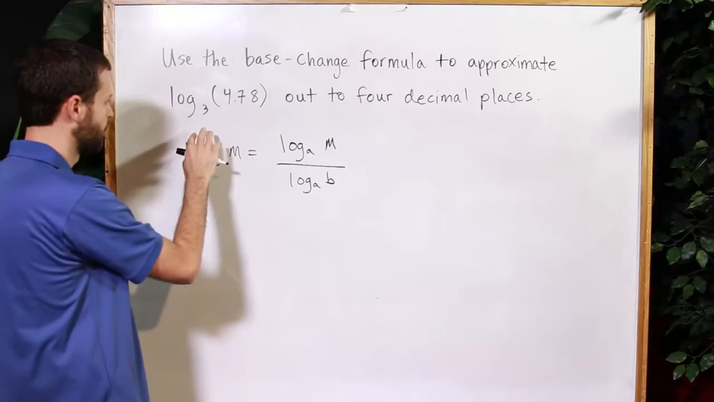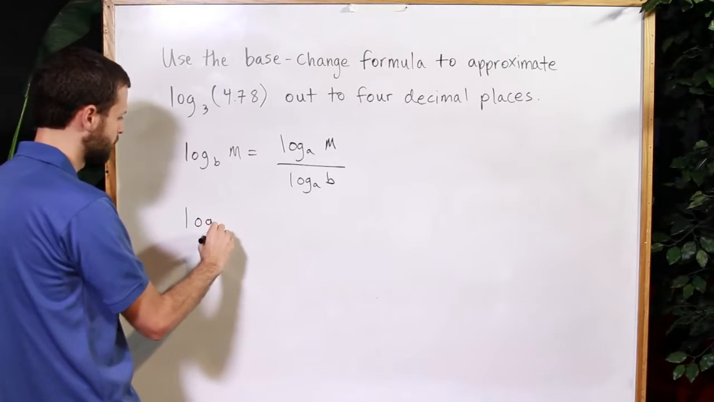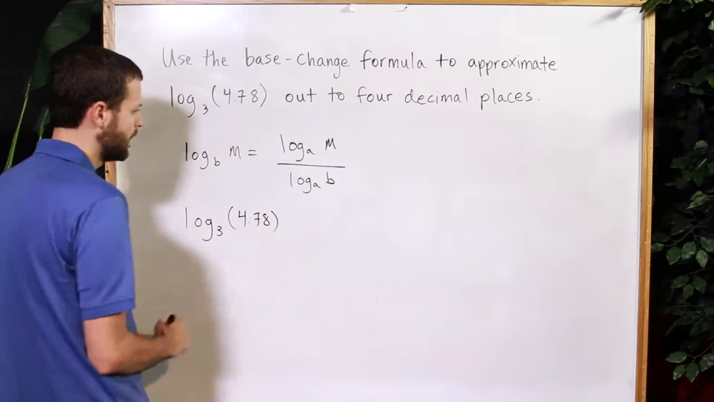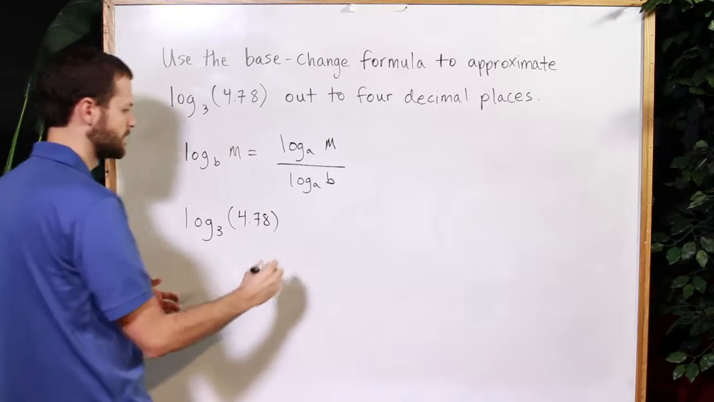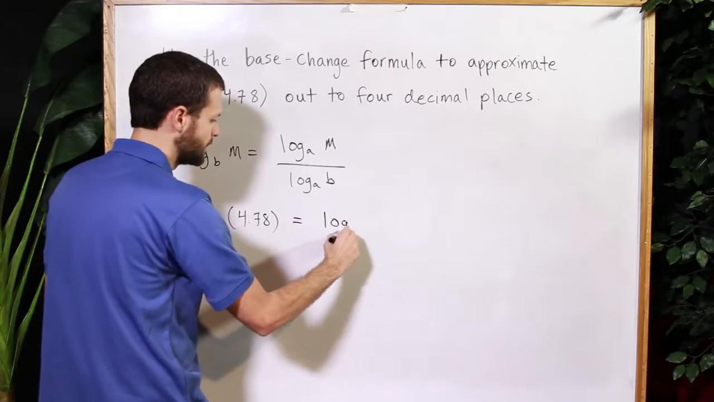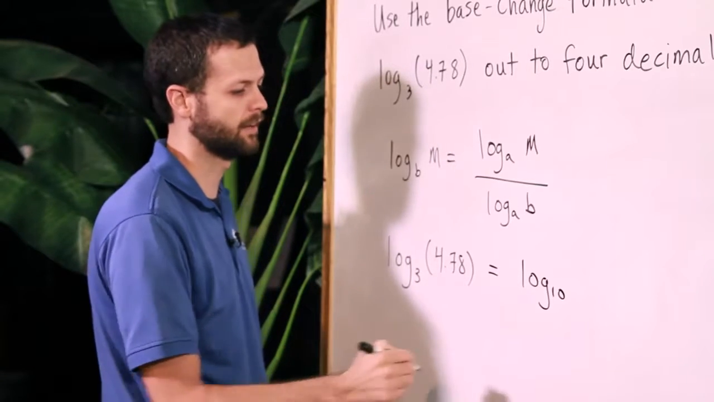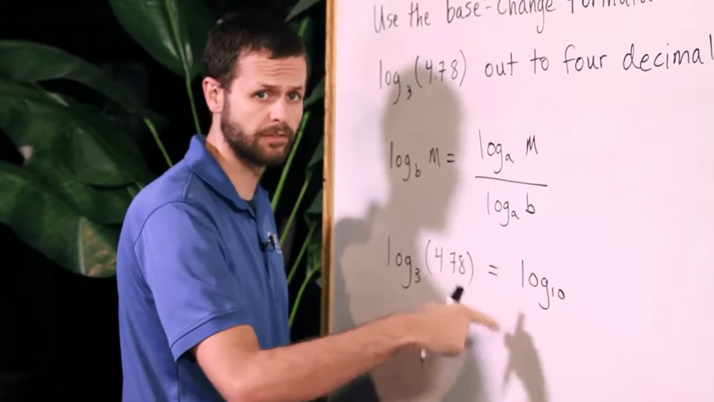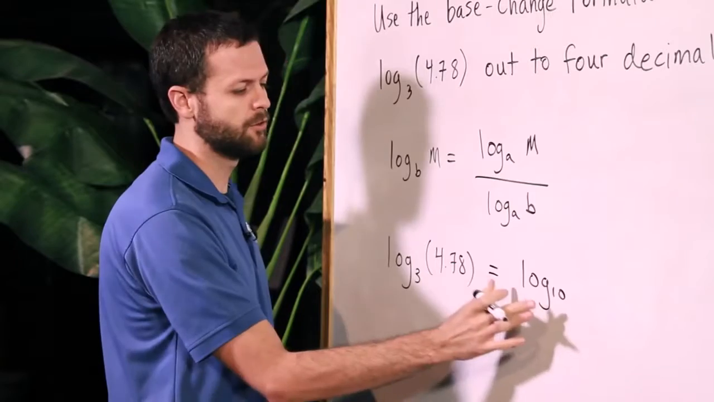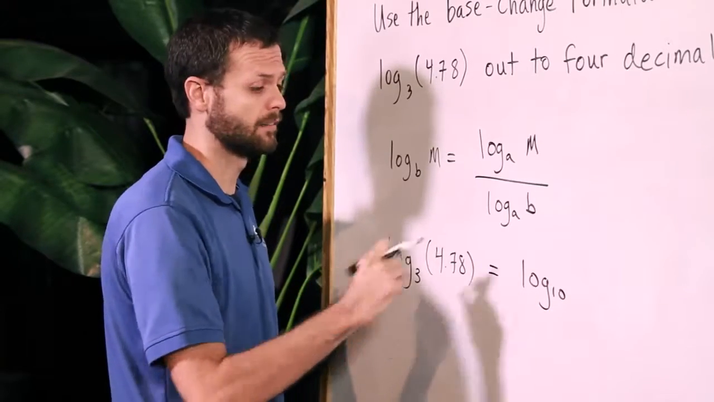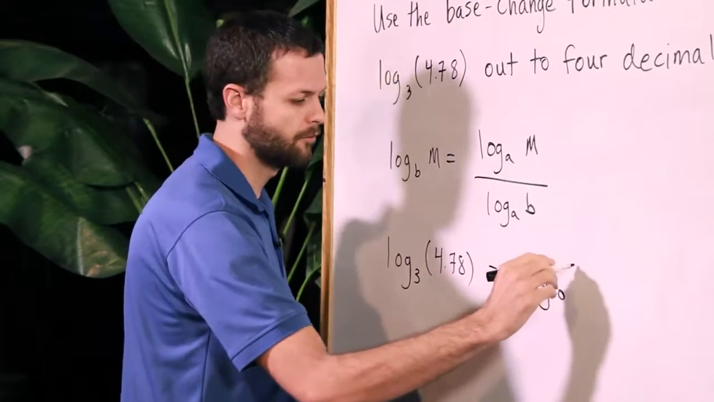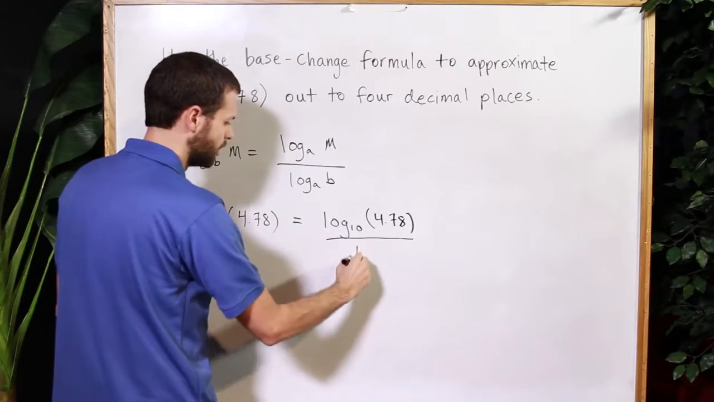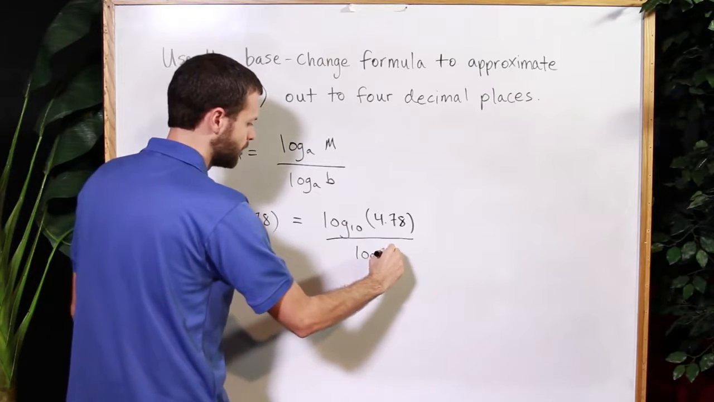So the first one, we want to take log base 3, so 3 is our old base, of 4.78, and we want to convert this to log base 10, because I have log base 10 on my calculator. You can, of course, not write the 10 here. I'm going to write it here just to remind ourselves of what base we're dealing in. But if you just write log, that's the same thing as writing log base 10. So this is log base 10 of 4.78 over log base 10 of 3.